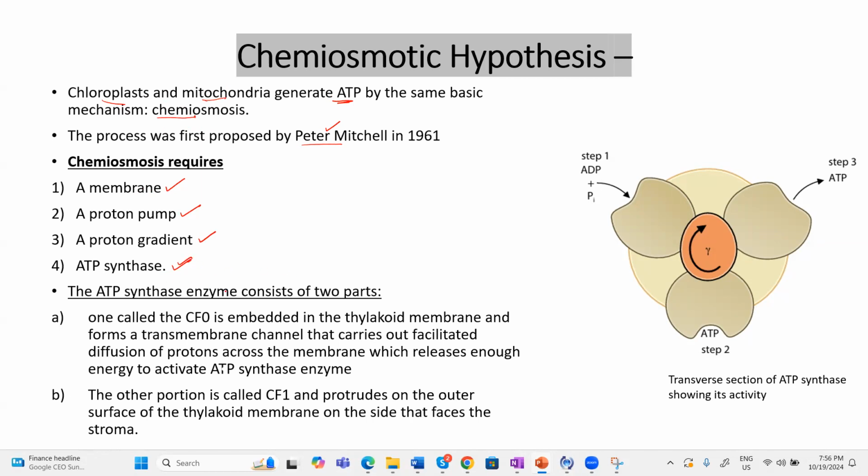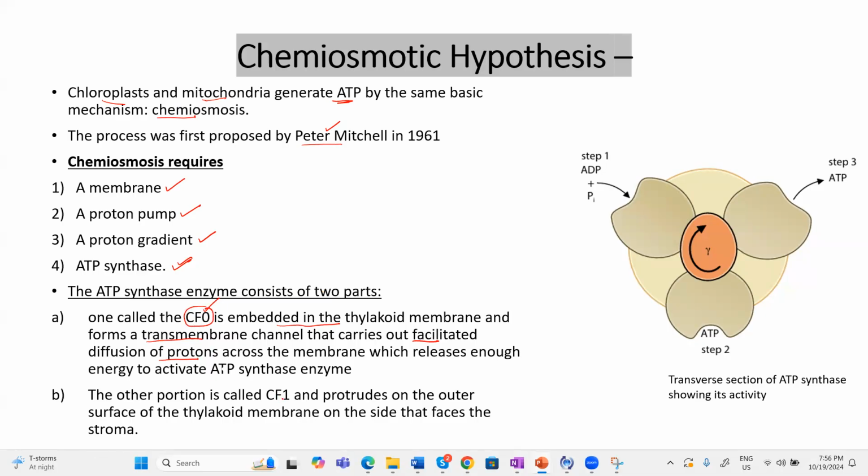Now see, ATP synthase has two parts. One is CF0, which is embedded in the thylakoid membrane, and it makes a channel so that facilitated diffusion of the proton can occur. The reason is that a proton, being a charged particle, is not able to cross the membrane. So it needs the help of a protein. F0 acts as a transmembrane channel for facilitated diffusion.